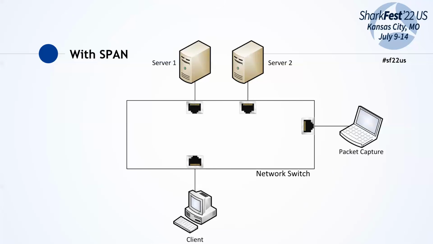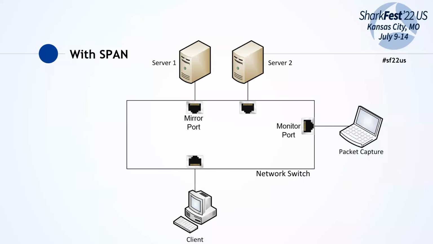Okay, so with span, this is different now. And this is how it looks. First of all, we need to configure the switch for this. So let's say we want to see what server 1 is getting and sending. So we configure that as a mirror port. Then we configure the one where the packet capture device is as a monitor port. And now, whenever the client sends a packet, the mirror port will send a copy to the packet capture device. Also for the ones coming from the server. And now we can see what's going on.